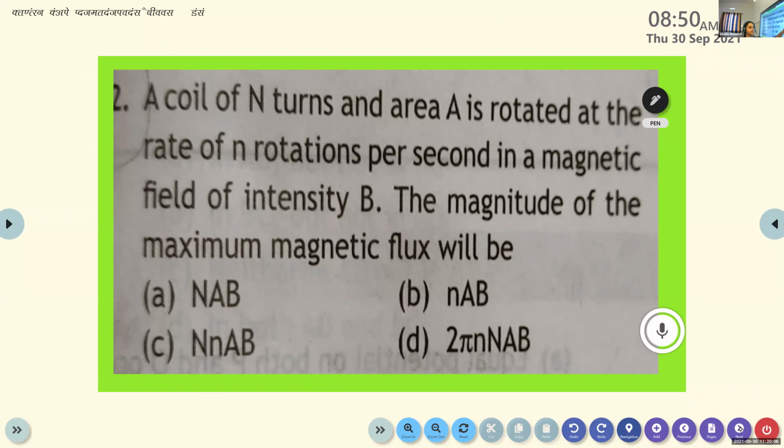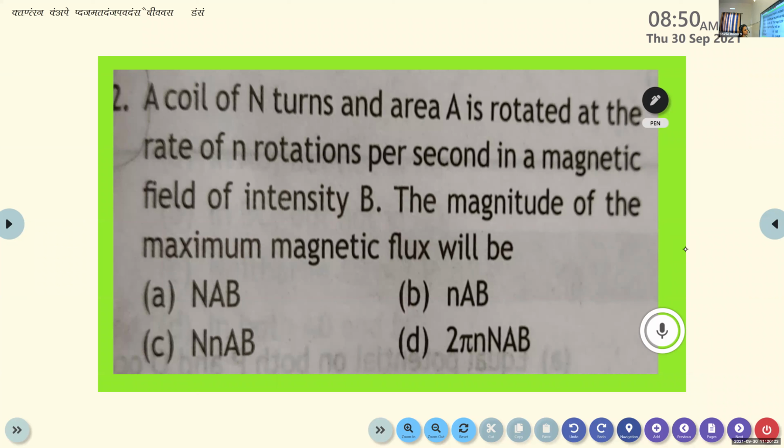Okay, so what is the answer here? A coil of n turns and area A is rotated at the rate of n rotations per second in a magnetic field of intensity B. The magnitude of the maximum magnetic flux will be.